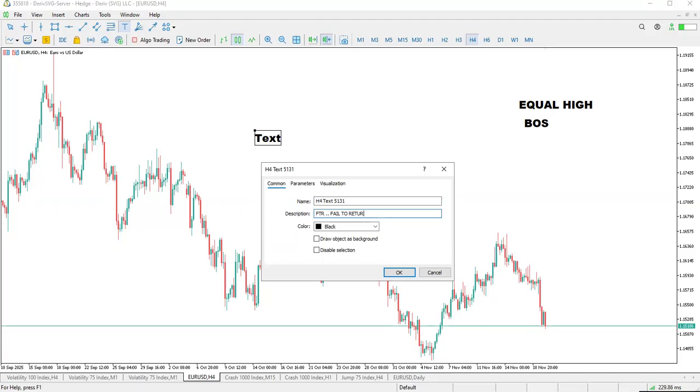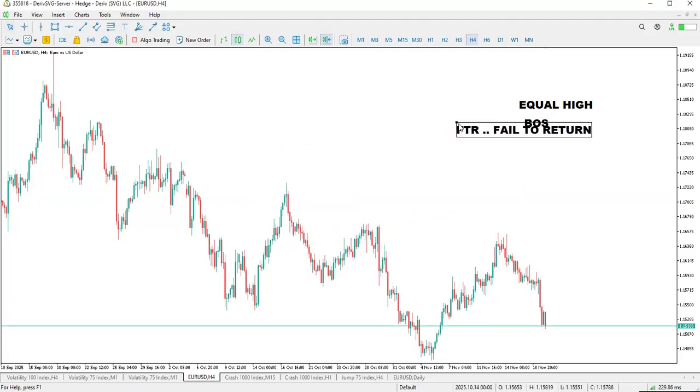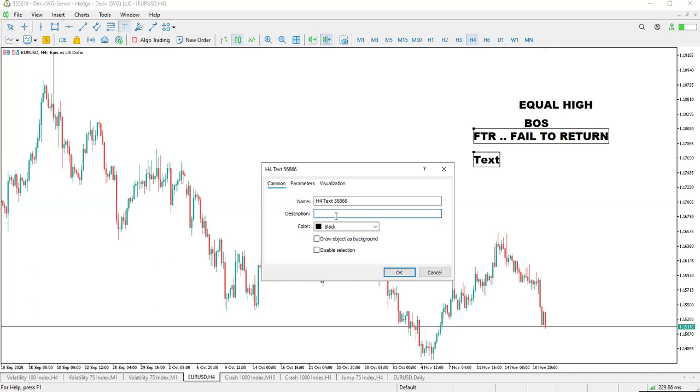So you already know what it is, fail to return. That's what I call FTR. Then you need your order block. You need your order block. So order block is needed here. You have to identify your order block.